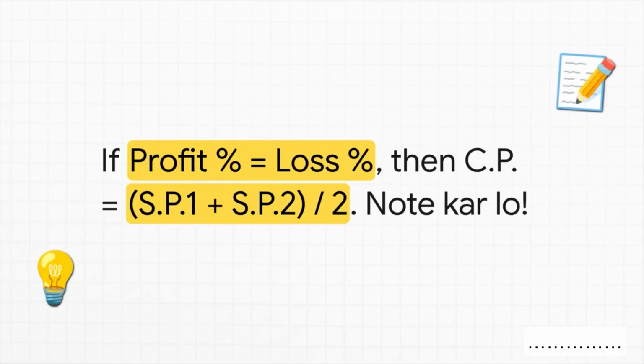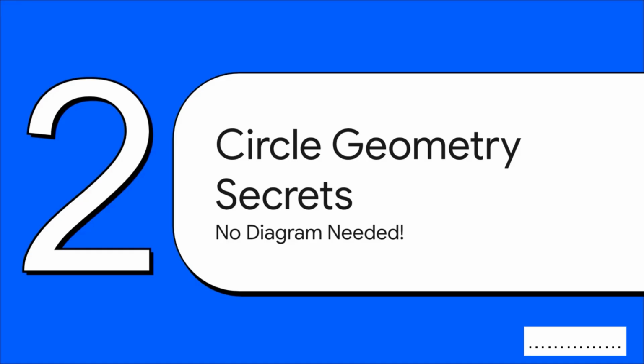So this is the big takeaway, the shortcut you absolutely have to remember. If the profit percent equals the loss percent, the cost price is just selling price 1 plus selling price 2 divided by 2. I mean, could it get any easier than that? Definitely make a note of this one. All right, let's move on to our next section, circle geometry.